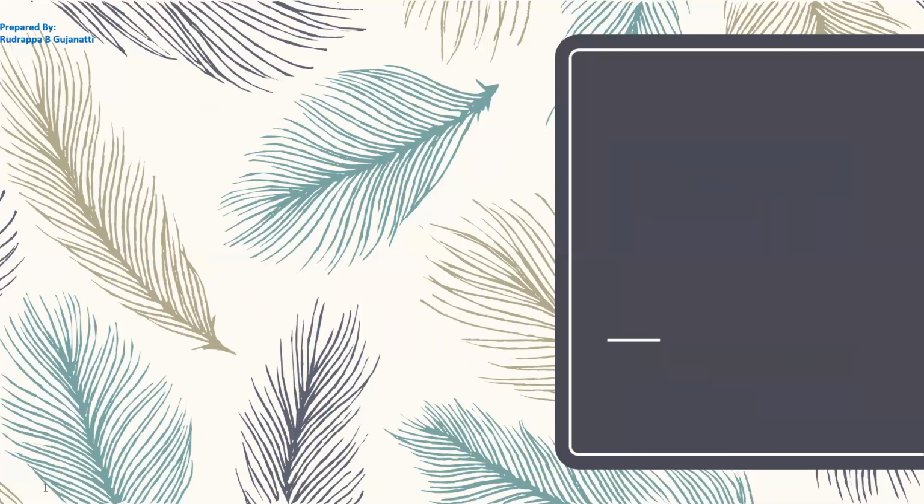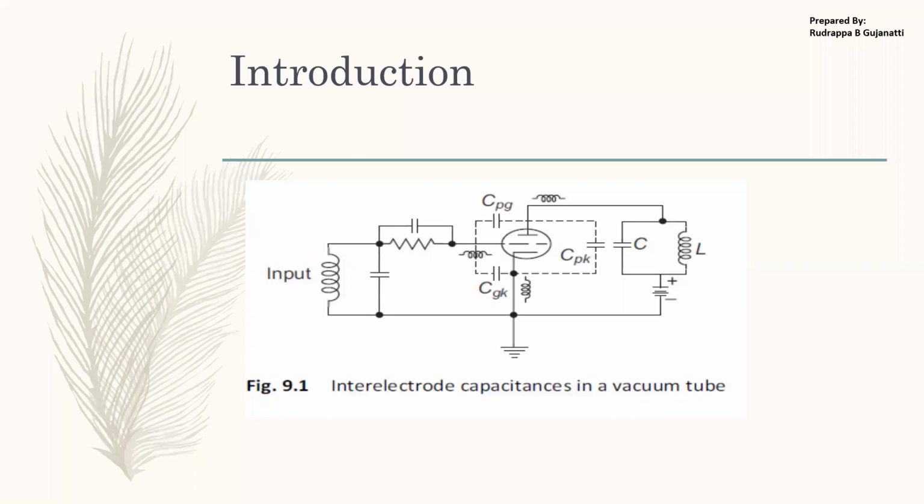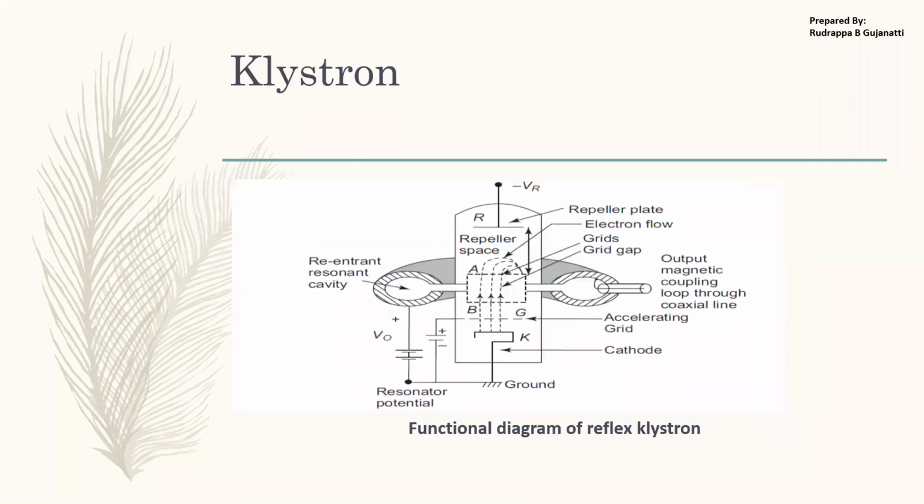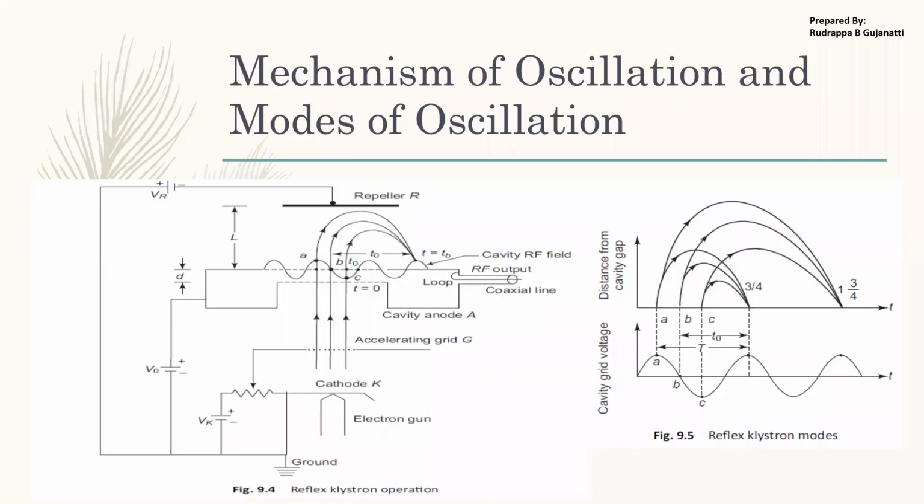So, in the previous session, we discussed interelectrode capacitances in a vacuum tube. Then we discussed the working, the mechanisms and the modes of oscillation of a reflex klystron, which is a single cavity klystron. Then we saw the different modes of oscillation and how the oscillations are generated with the help of the RF field and the noise present in this cavity due to the DC supply provided to the cavity.